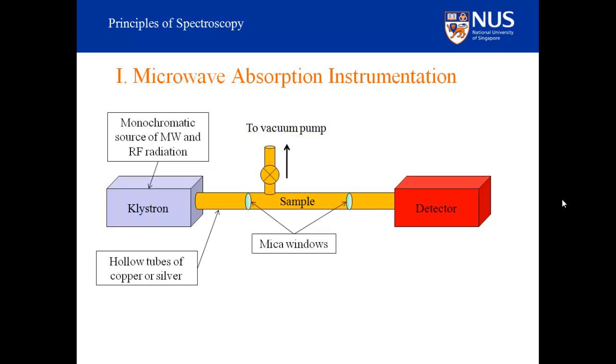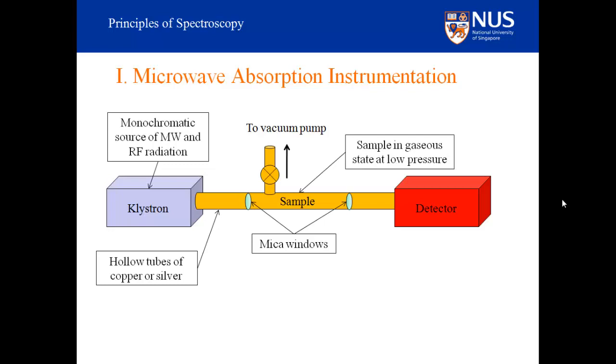The central section of the tube is separated from the rest of the instrument by mica windows. Mica is a silicate mineral that forms wonderful laminar sheets. It is useful for us in constructing this instrument because mica is transparent to microwave radiation.